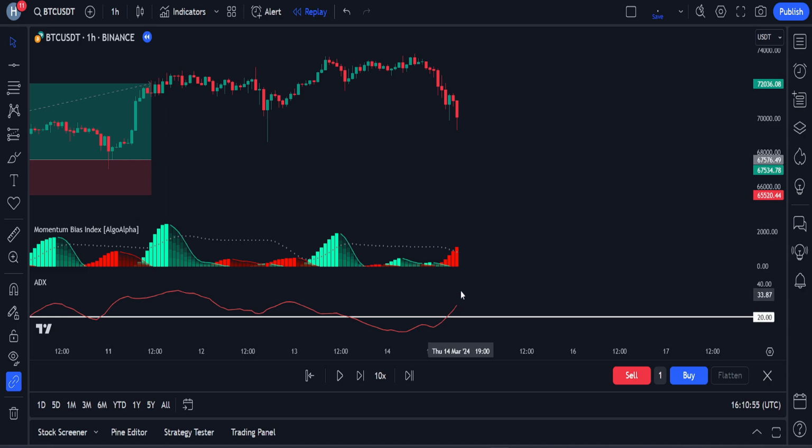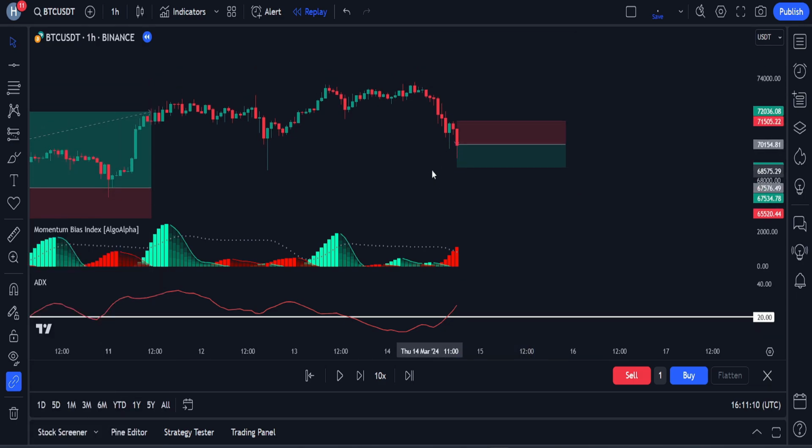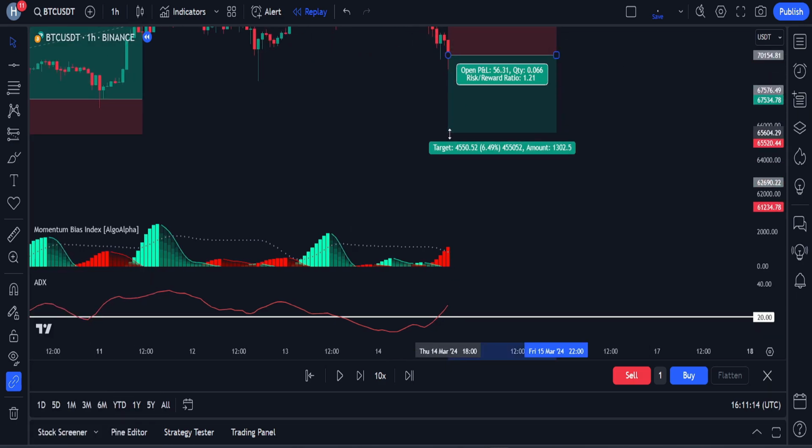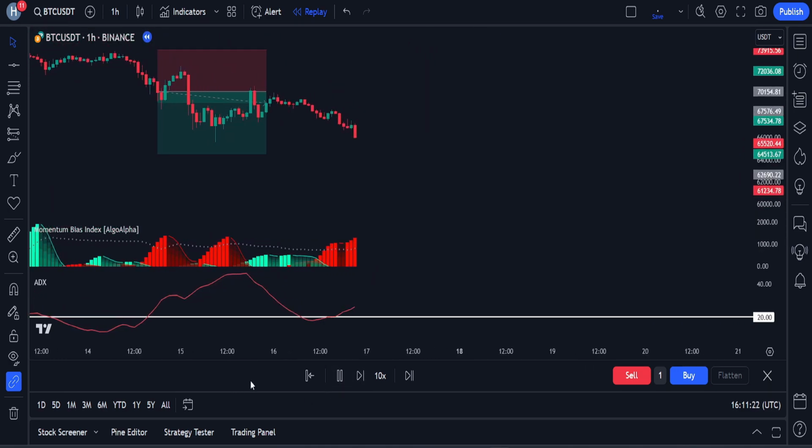Then we will look at the histogram, and for a sell trade, the histogram should be red in color, and the histogram should also be above the gray dotted line. This means that the market has a strong selling momentum, and we can open a sell trade here. For a sell trade, we can set our stop loss at the recent swing high, and the risk to reward ratio should remain the same.